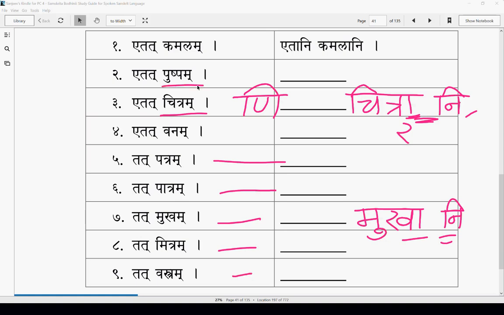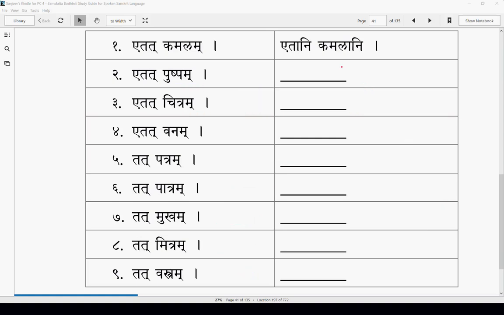What about Pushpam? It's Pushpani. It is a change. Pushpani coming here. Does it change? Yes. Why does it change? Sha and Pa. Sha is the trigger letter and Pa is not preventing. Pa, pha, ba, bha, ma. Okay. Pa is not preventing. So it changes. Pushpani.